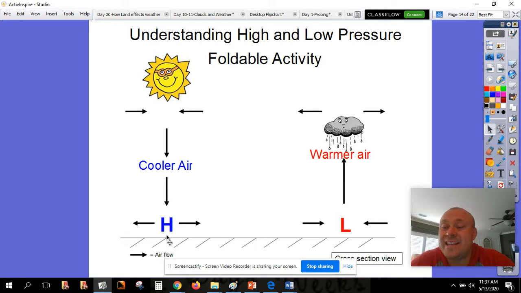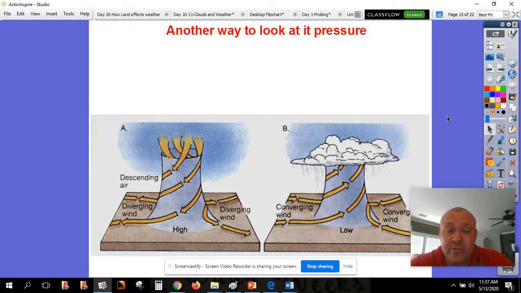Okay, low I like to think of as lousy. A low pressure, lousy day. It's going to rain, unless you like rain. But usually you can't do your outside plans if it's raining. So your low pressure is your lousy day, and it's because it is a warmer day, warmer air. Okay, so remember those colors. Those are important.